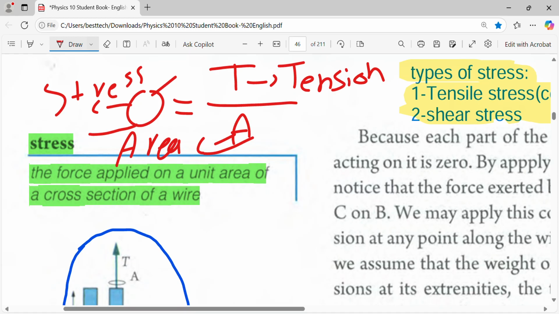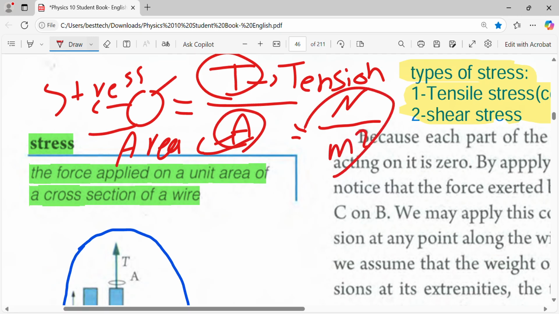What is the unit of stress? Guys, by the rule, we can get the unit of stress. What was the unit of T? We know, guys, T is force, so the unit of force is N, Newton. What was the unit of area? Area is meter square. So the unit of stress is Newton over meter square. So guys, you have to memorize the rule. Stress equals tension over area, and this is the unit.